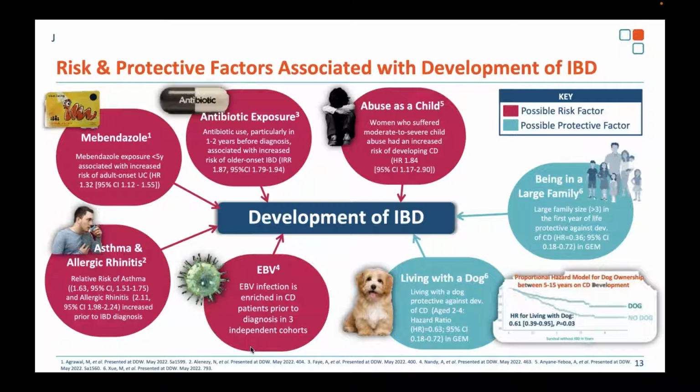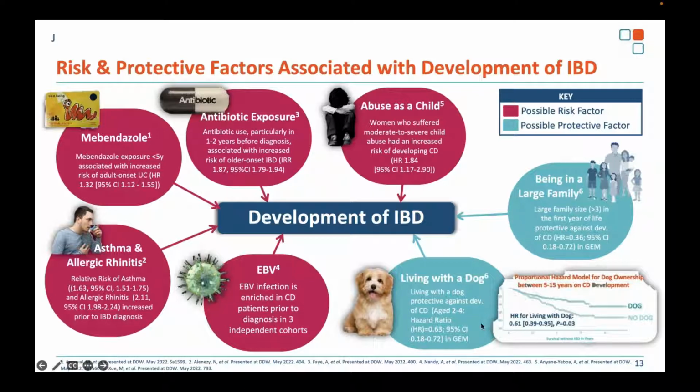That serum sample is saved, so you have years and years' worth of serum samples, and within that cohort you can identify people who subsequently develop inflammatory bowel disease. They can show that those that do, compared to those that don't, are significantly more likely to have had prior exposure to EBV, and that was shown in 2 other cohorts, including the GEM cohort.